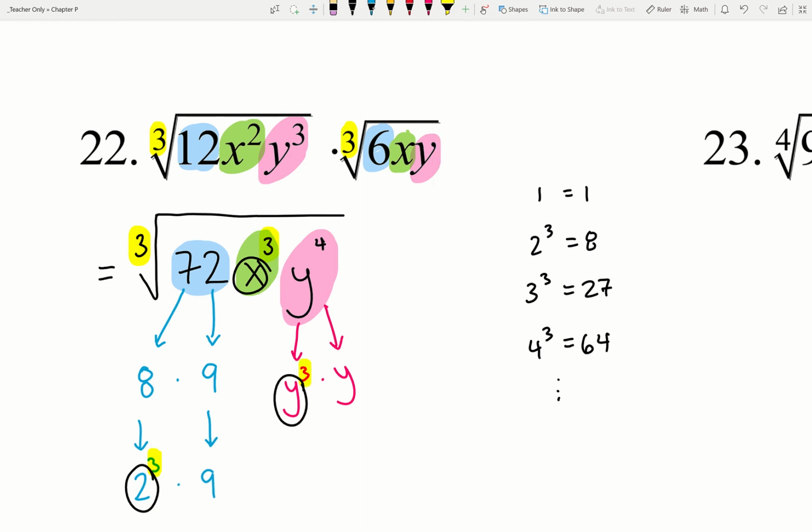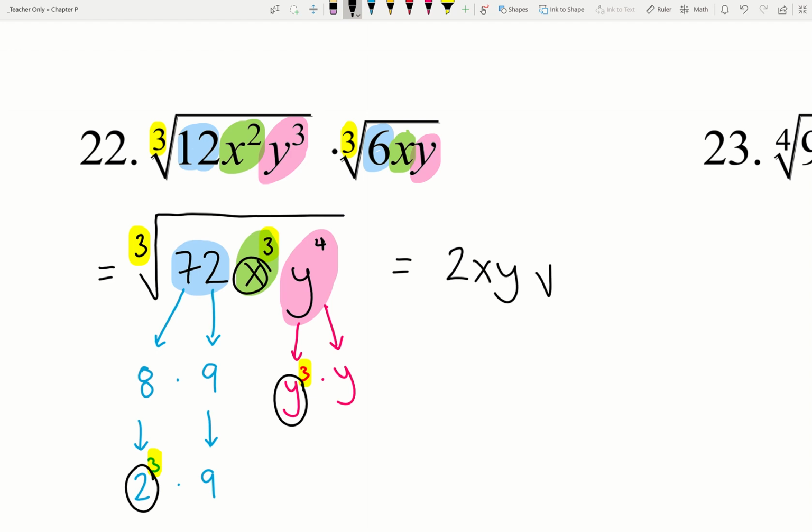And so when we write our final answer here, I'm going to go ahead and erase my list of perfect cubes here just so I can go ahead and write my final answer. All the things that are circled can leave the root, so for us, that's going to be 2xy. And then everything else that was not circled left over is going to have to stay underneath the cube root. So for us, that is a 9 and a y, and that will finish that up.